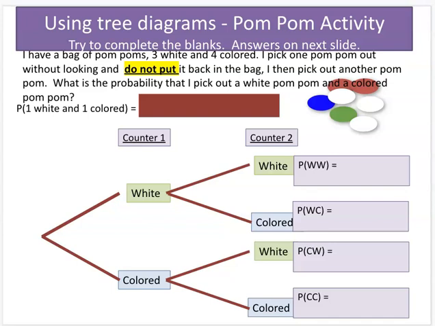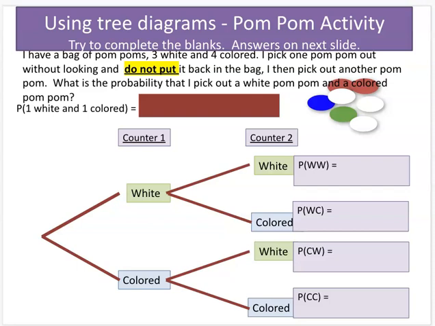Using tree diagrams for probability problems without replacement. So oftentimes we have probability problems that are a bag or a box of marbles or pom-poms or counters or something, and you're drawing some out. This example is going to be when you do not put your first one back in. So we would call that without replacement.